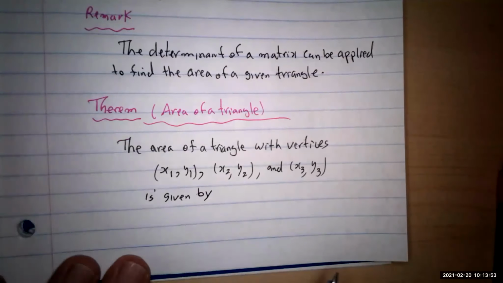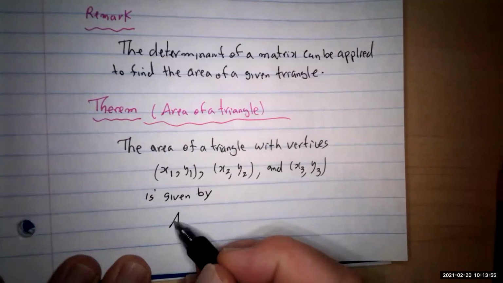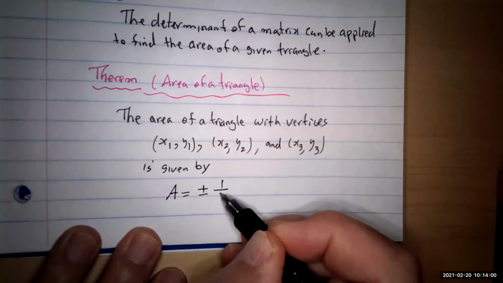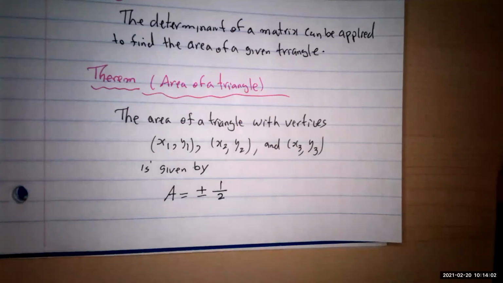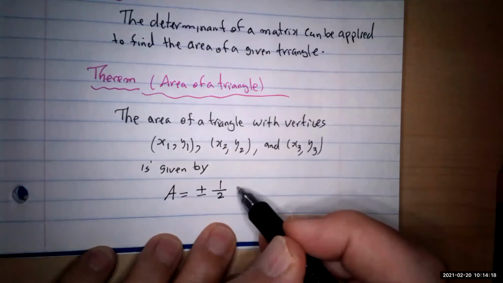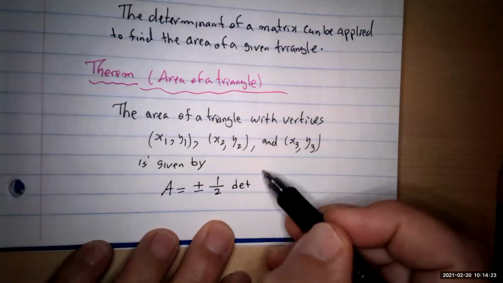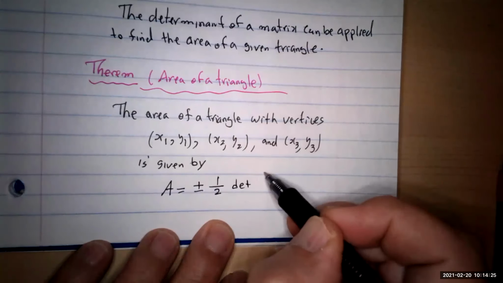a nice formula. The area is going to be equal to positive negative 1/2. This positive negative is to guarantee that this result is positive. So if you have a positive result, you just call it 1/2. If you have a negative one, you have to call it negative so that the negative would become positive. So it's going to be positive negative 1/2 times the determinant of this matrix.